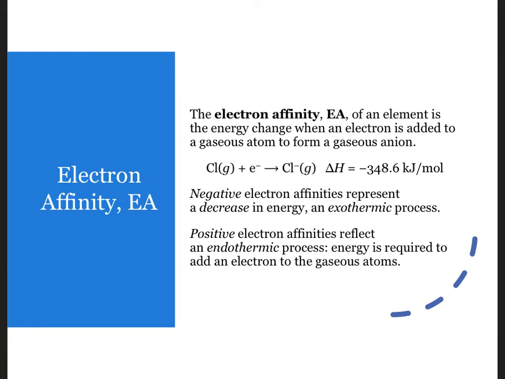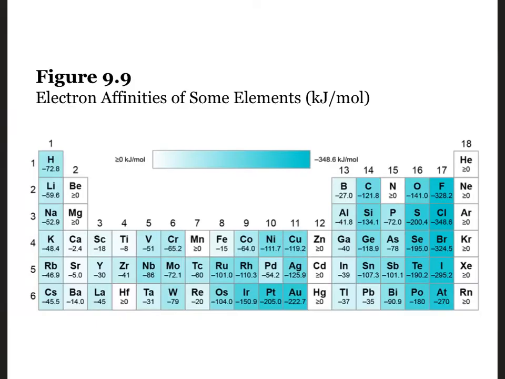For elements with a filled subshell, like the noble gases, electron affinity will have a positive value, meaning that we must do work on that atom to get it to accept an electron. Because of this positive value, we can say it's enthalpically unfavorable. Let's look at some electron affinity values on the next slide.